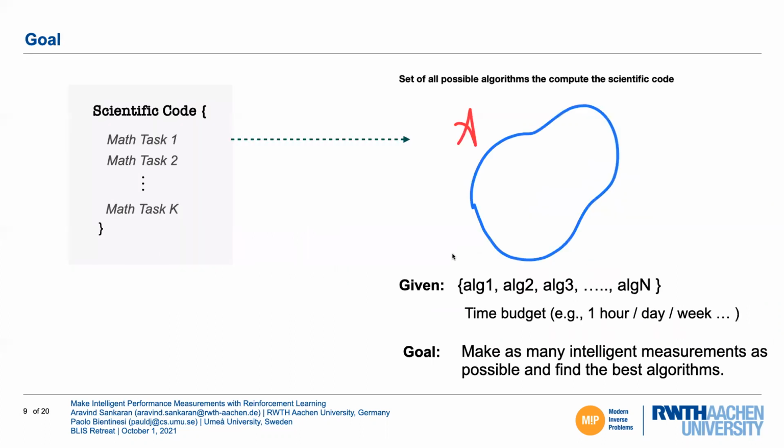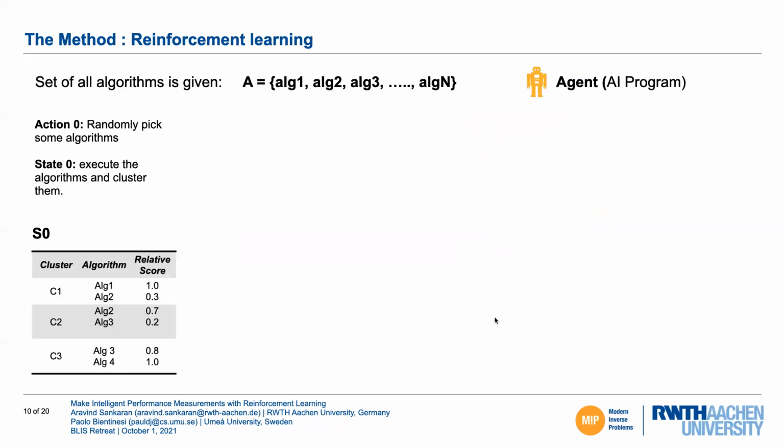Sometimes the search space can be so large that we cannot execute all the algorithms. So we assume that we are given a time budget. The budget can be smaller than 1 hour or as long as a day or a week. We can choose it, but our goal is to make as many intelligent measurements as possible. We aim to solve this problem with reinforcement learning by training an AI agent.